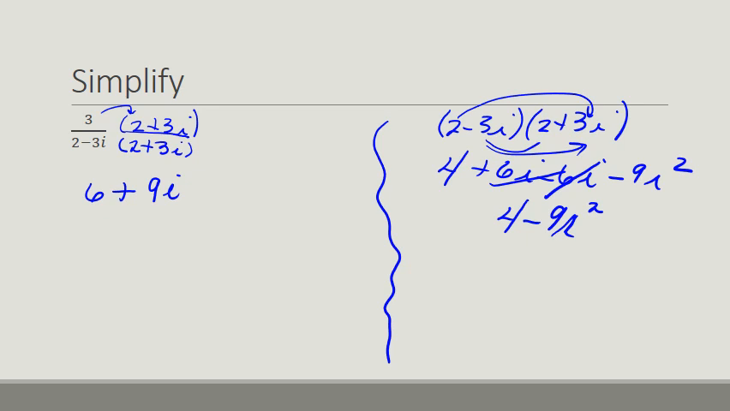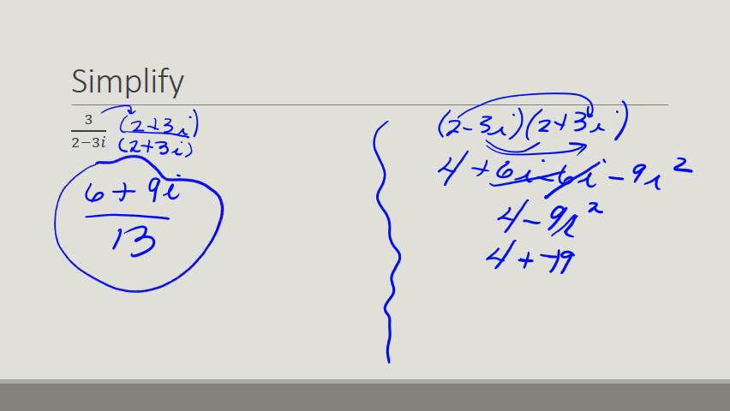Okay. i squared is negative 1, so negative 9i squared is positive 9. 4 plus 9 is 13. Okay, so my final answer is 6 plus 9i over 13. You can simplify if everything can be divided by the same number.